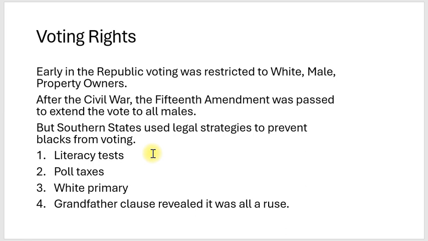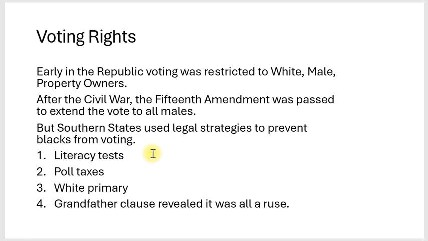Poll taxes: it costs money to hold an election. Shouldn't individuals who are participating in that election be required to help pay for it? That's the logic behind a poll tax. The problem was, again, it was applied discriminatorily. Blacks were made to pay the poll taxes, whites weren't.